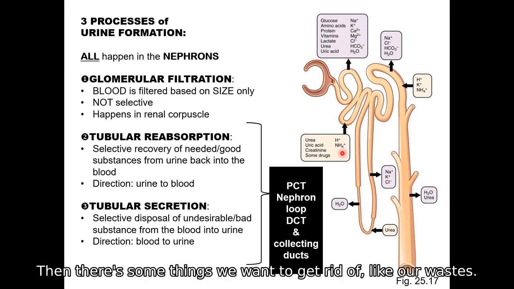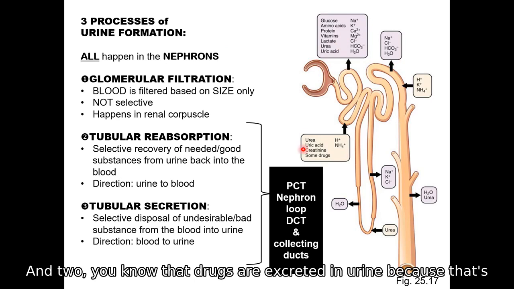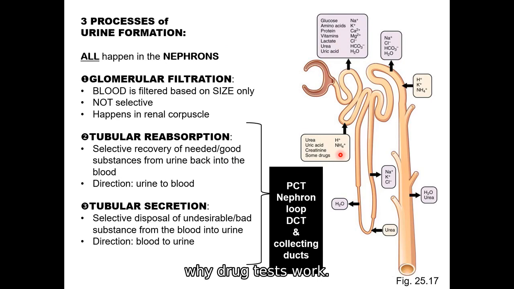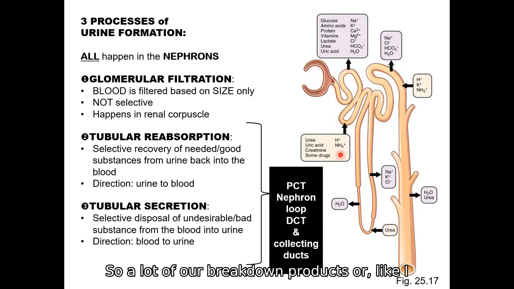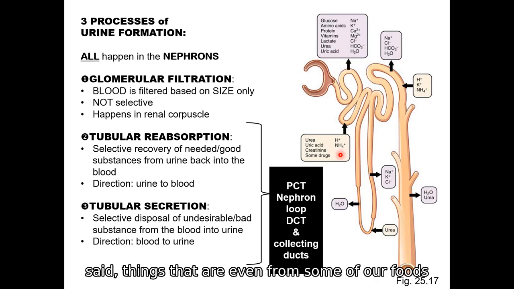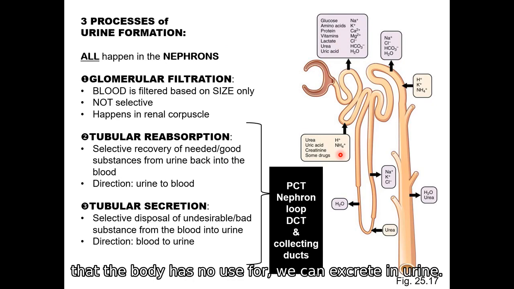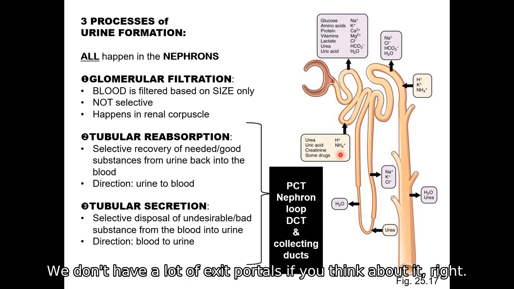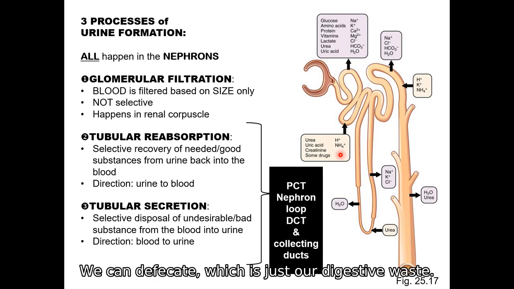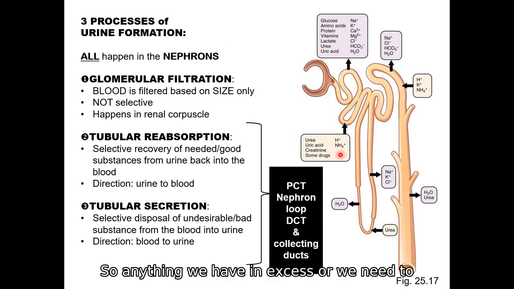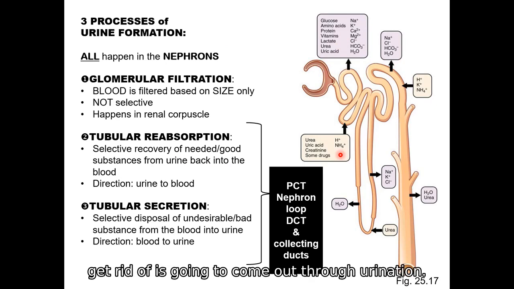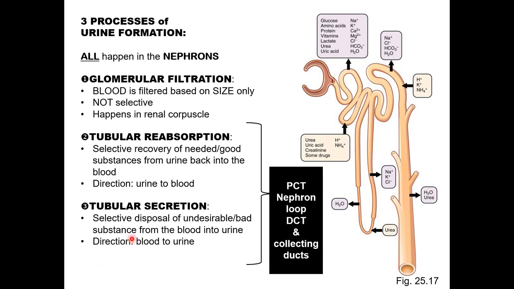Then there are some things we want to get rid of, like our wastes. And you know that drugs are excreted in urine, because that's why drug tests work. So a lot of our breakdown products, or, like I said, things from some of our foods that the body has no use for, we can excrete in urine. We don't have a lot of exit portals, if you think about it. We can defecate, which is just our digestive waste. So anything we have in excess or need to get rid of is going to come out through urination. And so we're going to actively secrete those things.